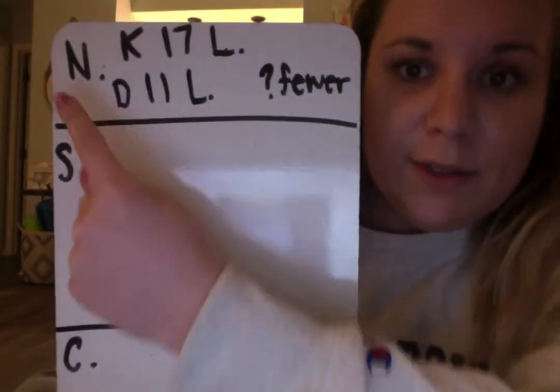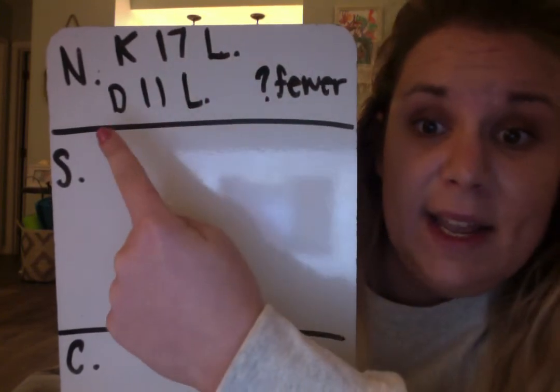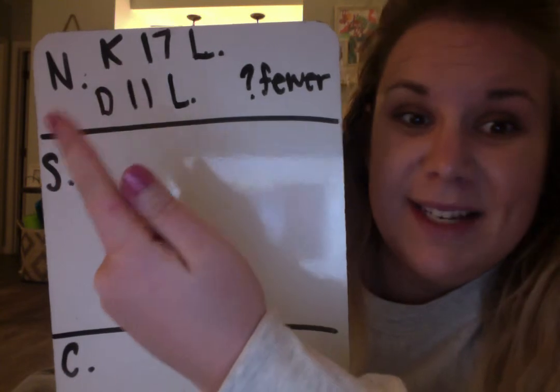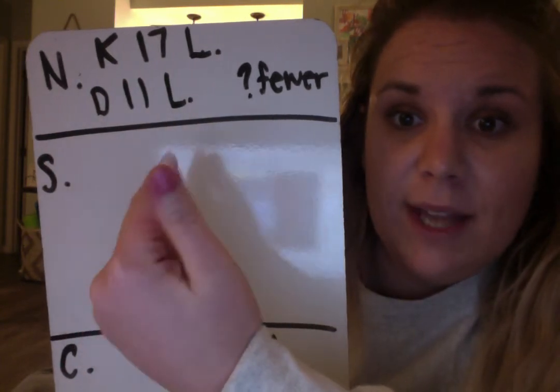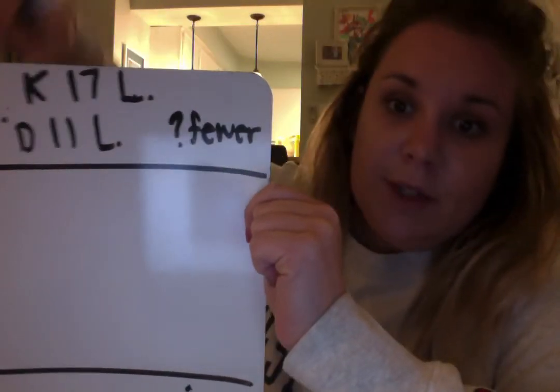I have my 3 parts on my board here, and I wrote my notes before I started. So my notes, K, Kate. Kate swam 17 laps. D, Dawn swam 11 laps. I did L for laps. I did capital L because when it was a lowercase, it looked like another one, and that could throw us off. And then I did question mark fewer. So we want to know how many fewer Dawn swam than Kate.